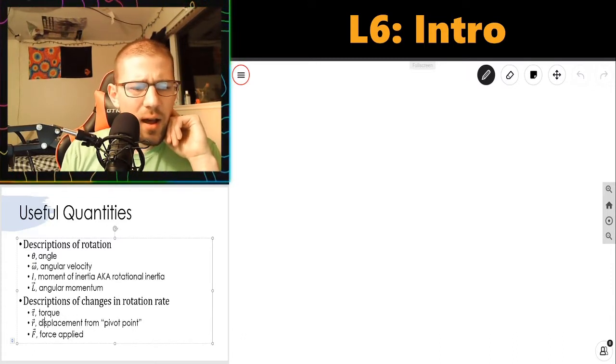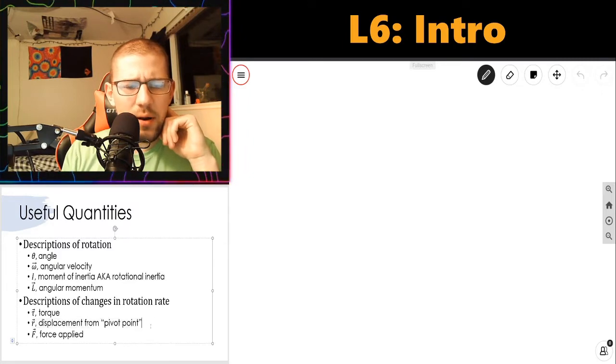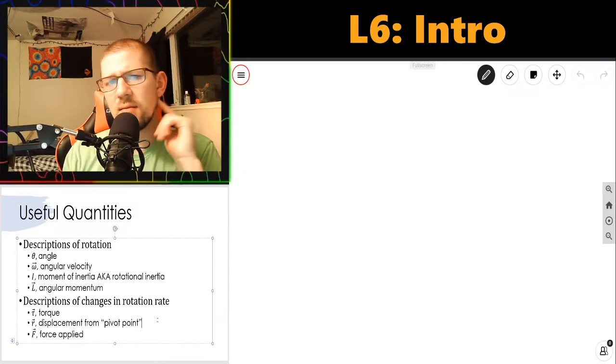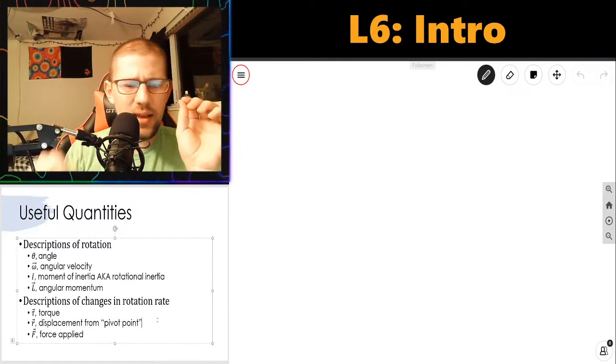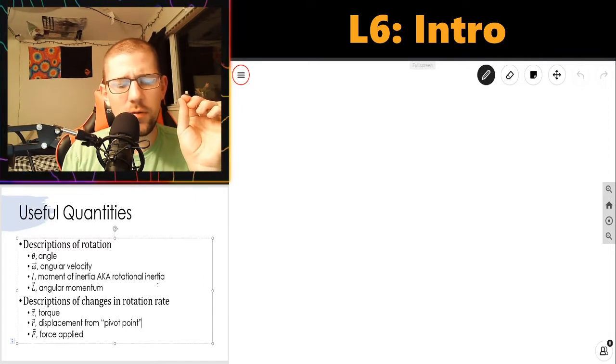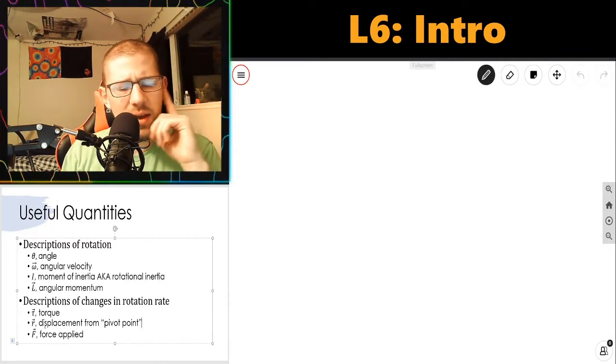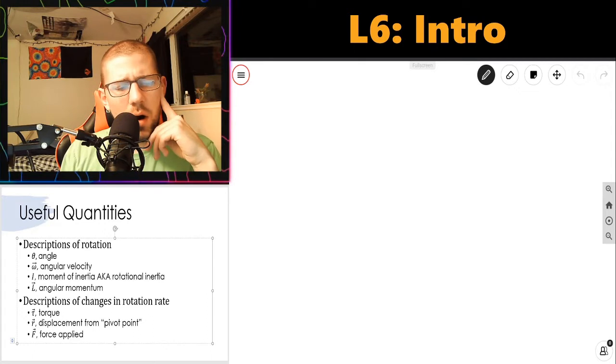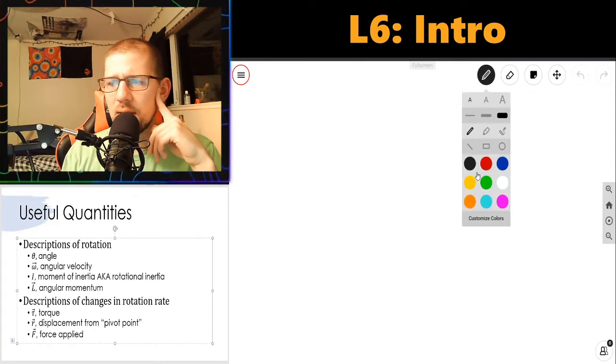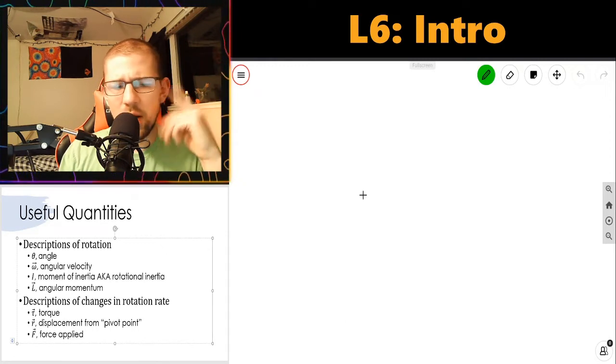All right. R is the displacement from the pivot point. So again, the pivot point is the point that doesn't move in a typical rotation, the point that doesn't translate around in space. So R refers to a vector drawn from that pivot point to another location in space.